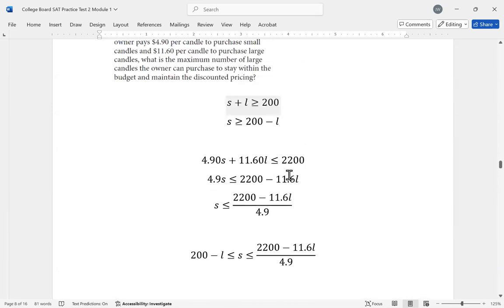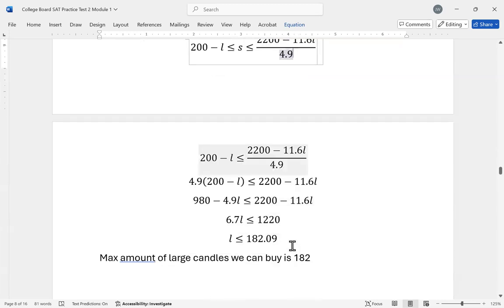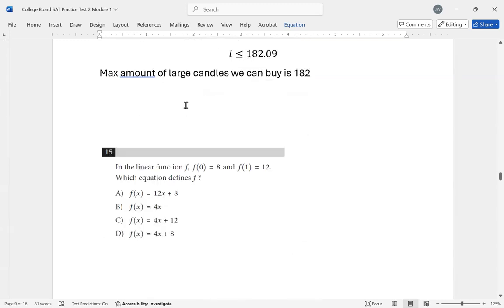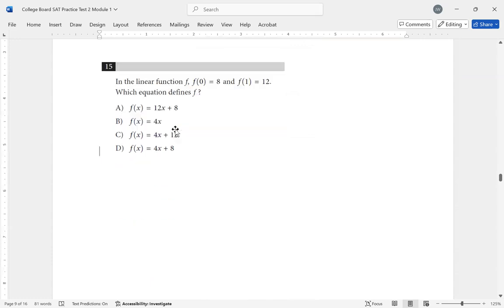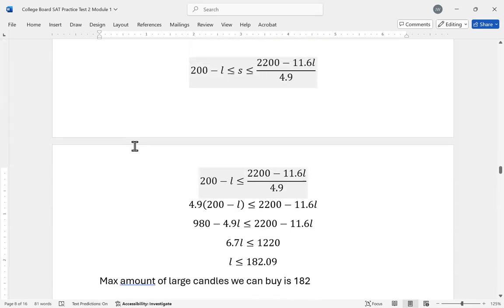Again, this was a little bit tricky because we had two inequalities and then we set up basically a compound inequality and said, well, that means the lowest value has to also be less than or equal to this highest value. And ignore the S. That one's probably the trickiest problem, number 14, in this module on test 2.